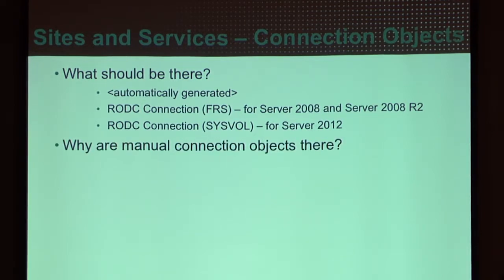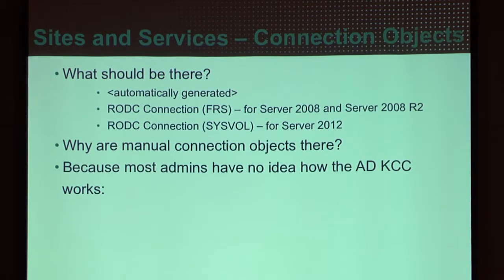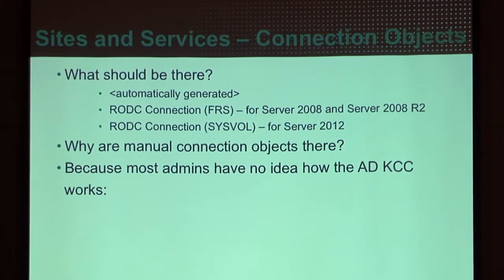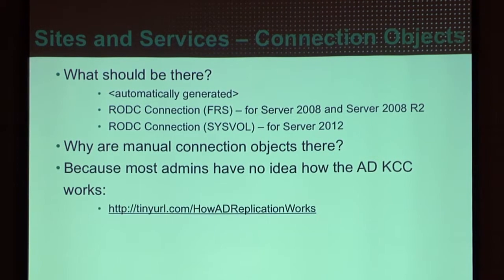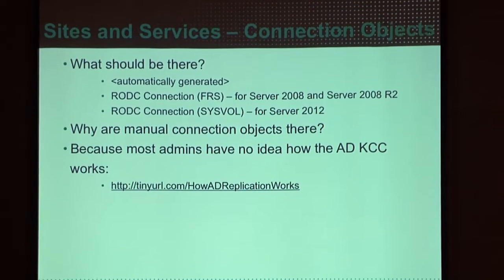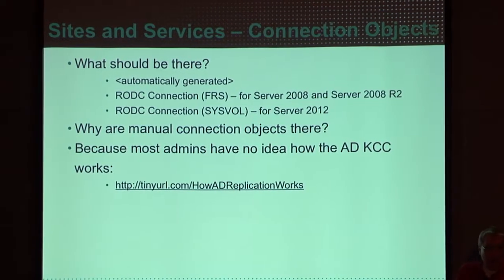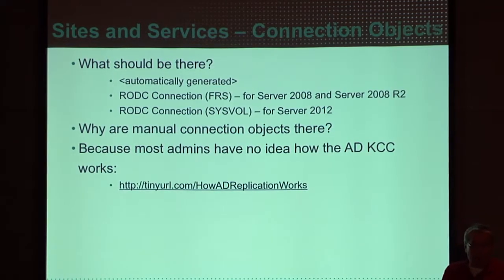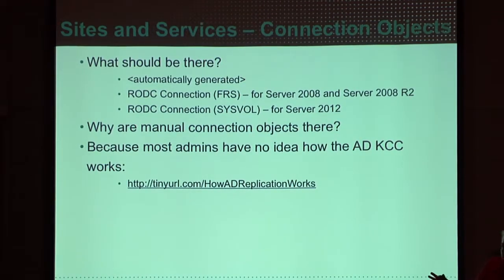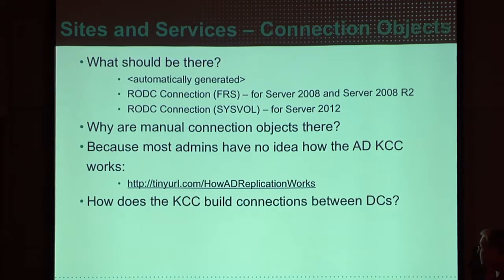So why are manual connection objects there? Because most admins have no idea how the Active Directory Knowledge Consistency Checker, or KCC, works. If you suffer from insomnia, or you ever just want to do something that will absolutely knock you out without having to go to the doctor and get a knockout shot, Microsoft has an extremely detailed article on how all of this works. You can read that, it'll keep you busy for hours, but you'll probably be asleep within 15 minutes. So how does the KCC build connections between domain controllers?